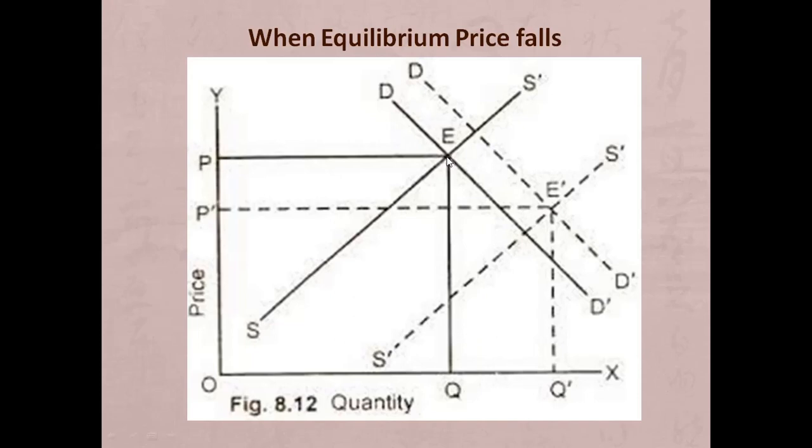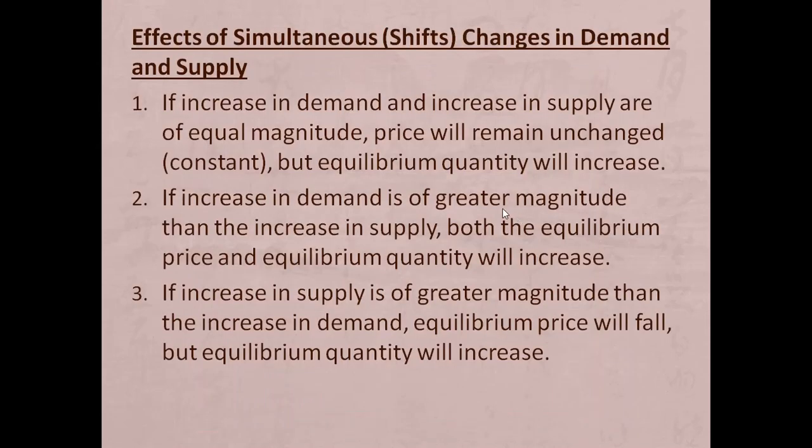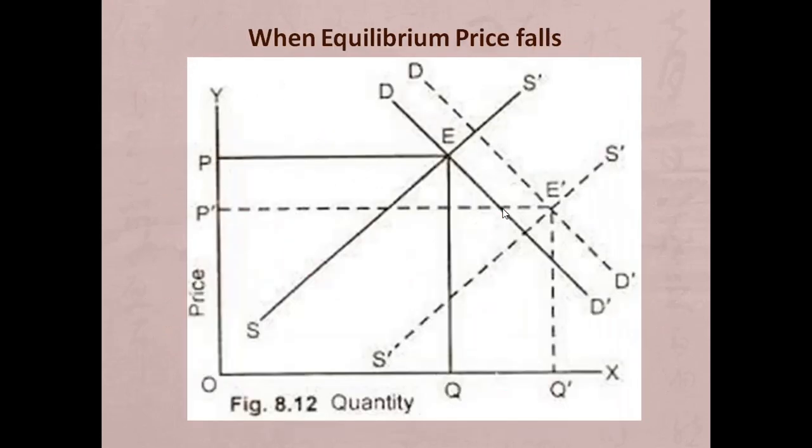Now you can see it here. Let us suppose that this is your initial demand. Now it is shifting towards the right hand side, so it is increasing. But your supply is also increasing, isn't it? So at this point of time, the price will fall down, but the quantity will increase.